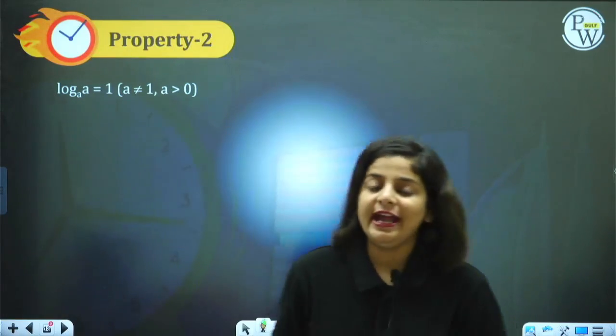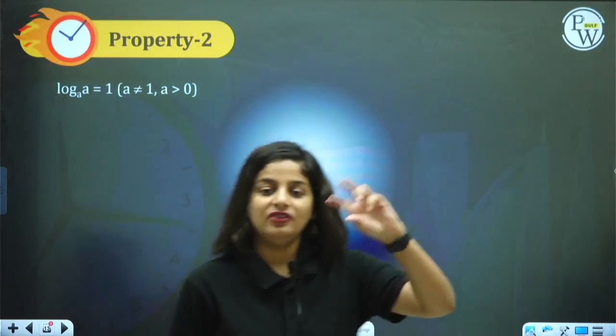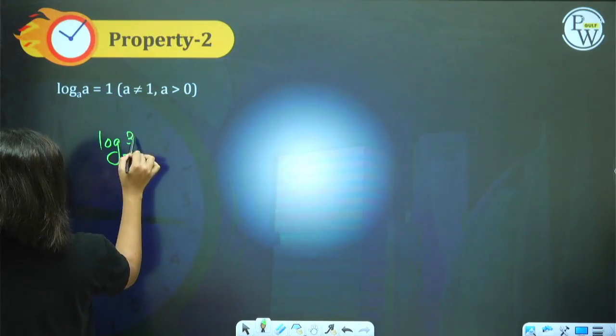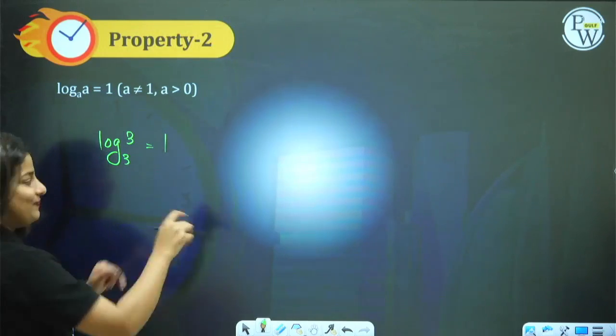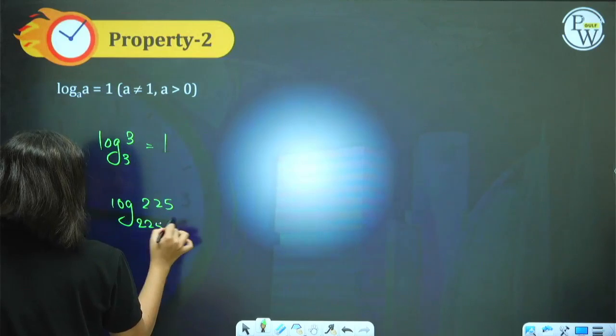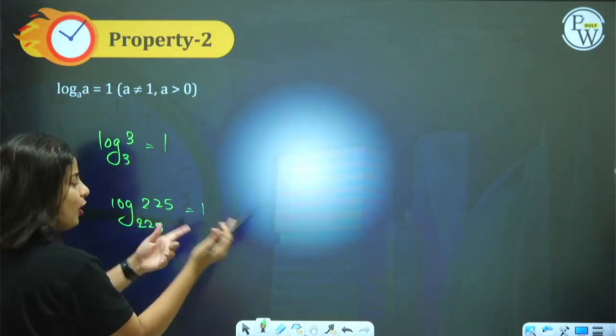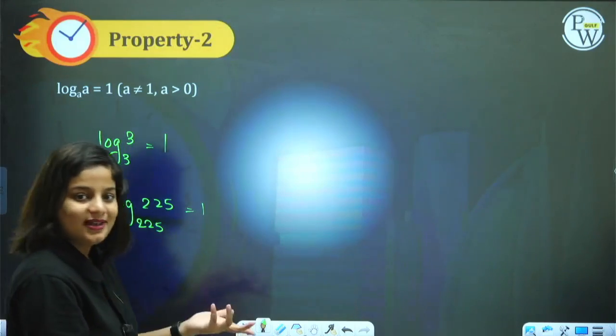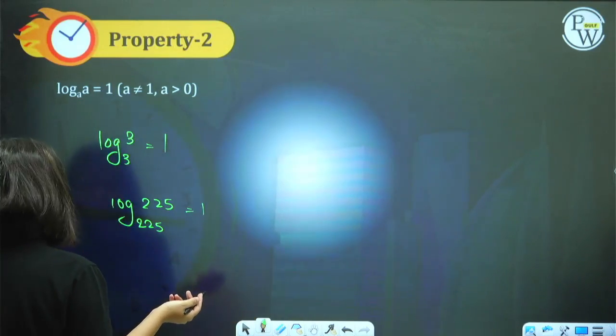Log a to the base a is 1. When you have the number and base the same, within the limits of the definitions. Log 3 to the base 3 is 1, we just saw. Log of 225 to the base 225 will be 1, because 225 raised to what is 225? 1. A raised to what is A? A raised to 1 is A. So always if you have the same numbers, the answer is 1.